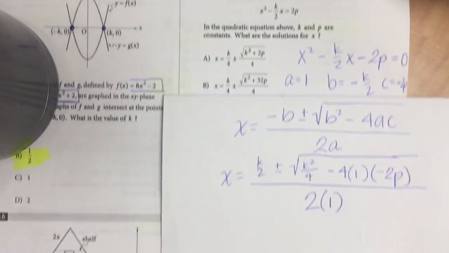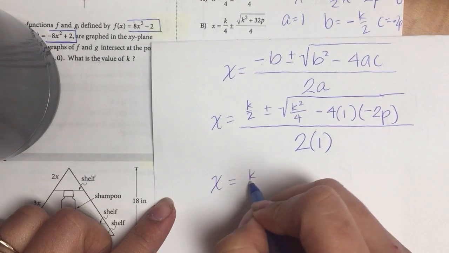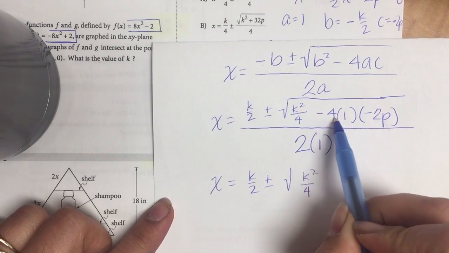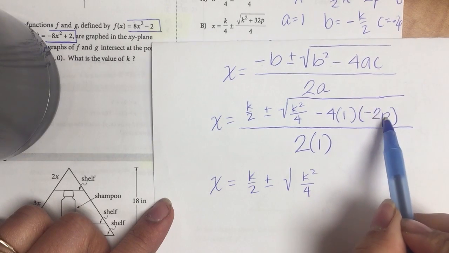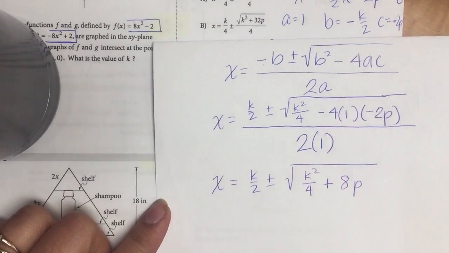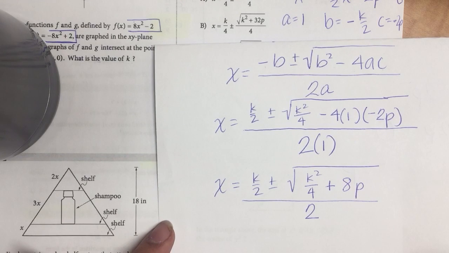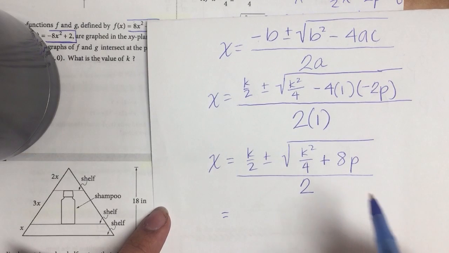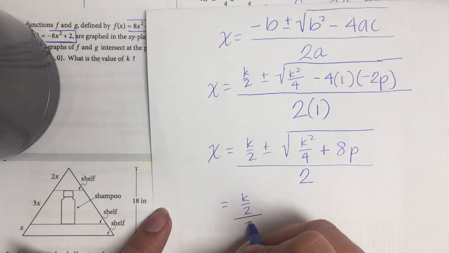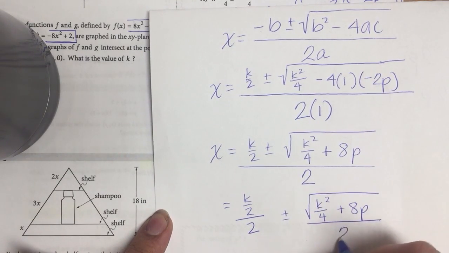So to further do this, let's go ahead and scoot things up. Here we have k over 2 plus or minus the square root of k squared divided by 4. Same thing, can't simplify that. Here we can simplify negative 4 times 1 is negative 4 times negative 2p. Negative times negative is positive, so I'm going to have plus 4 times 2 is 8 times p. All divided by 2 times 1 is 2. Okay. Almost done. Lastly, we can go ahead and apply this dividing by 2 on both of these two terms. So we're going to have k over 2 divided by 2 plus or minus the square root of k squared over 4 plus 8p. We cannot simplify that. All over 2.